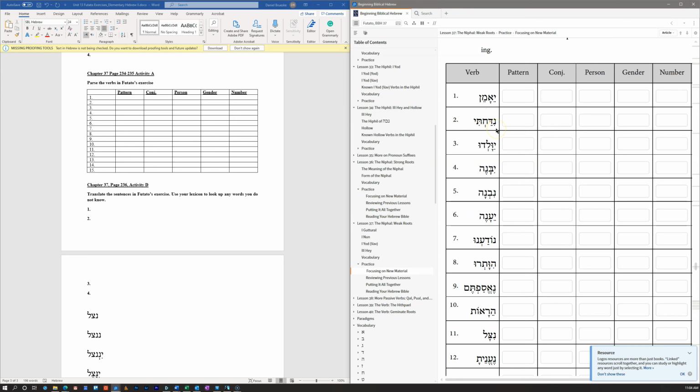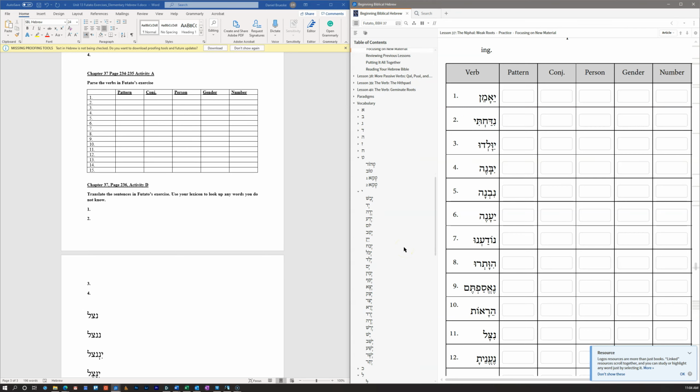All right, number 2, we've got our noon hirik prefix. We've got a dalet with a dagesh, but it has a okay. I don't recognize the root here. Without knowing the root, just looking at the form, I would say this is a Piel perfect 1cs, but I don't recognize nadach. So let me see if nadach is a root.